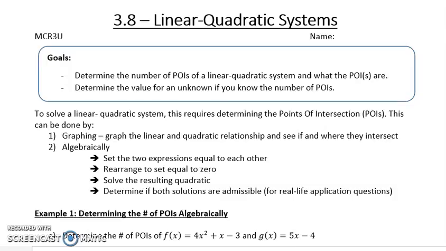Alright, to solve a linear quadratic system, this requires determining the points of intersection. This can be done in a couple of different ways. We can do it graphically, graph the linear and quadratic relationship and see if and where they intersect. And we can also do it algebraically. We can set the two expressions equal to each other, rearrange to set equal to 0, solve the resulting quadratic, and determine if both solutions are admissible for real-life application questions.